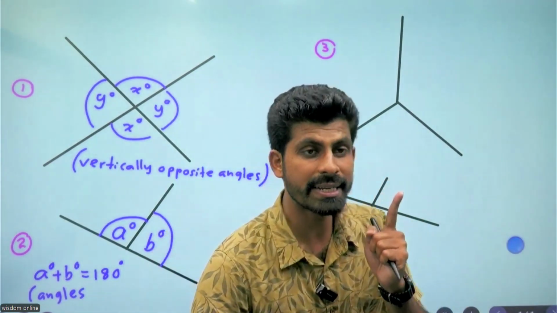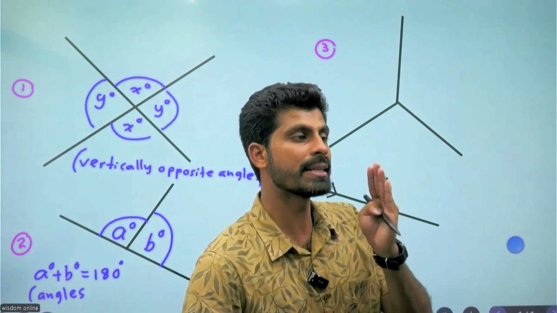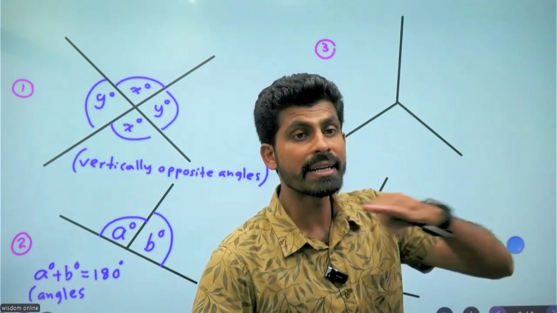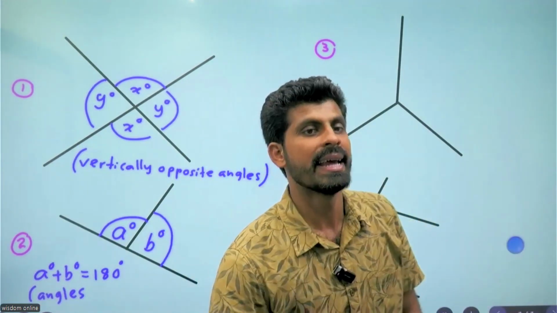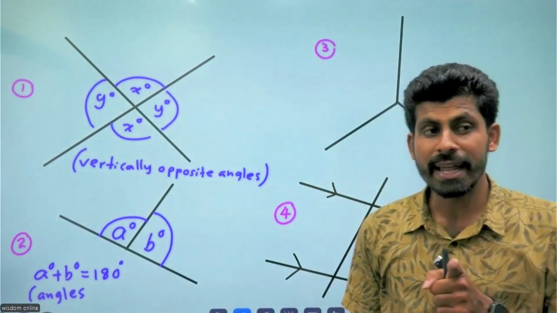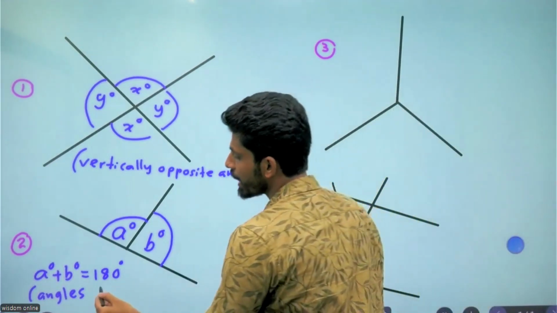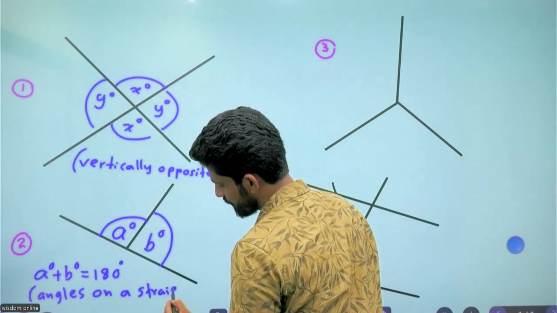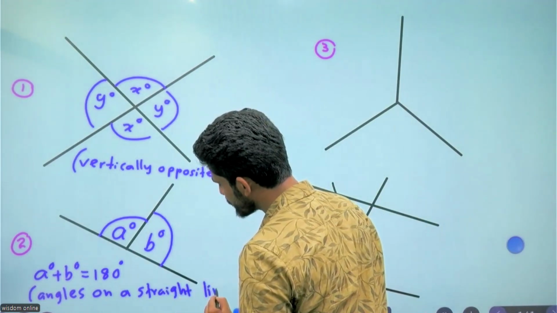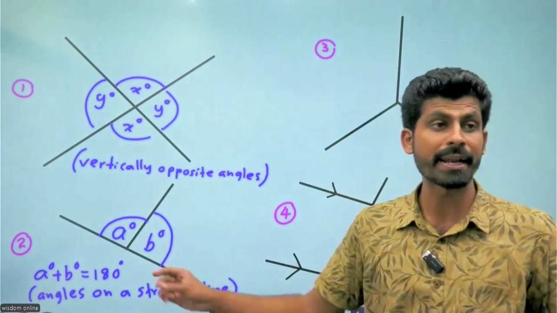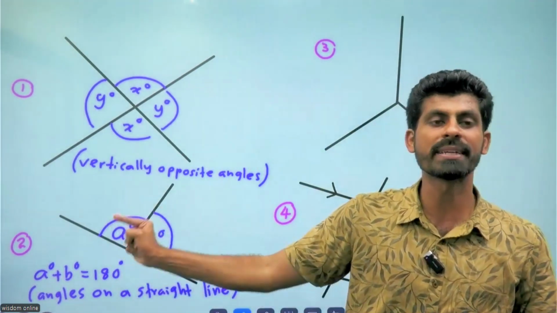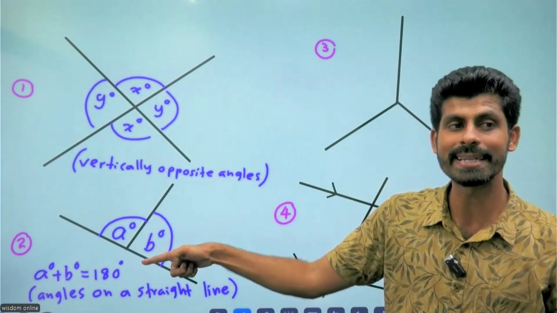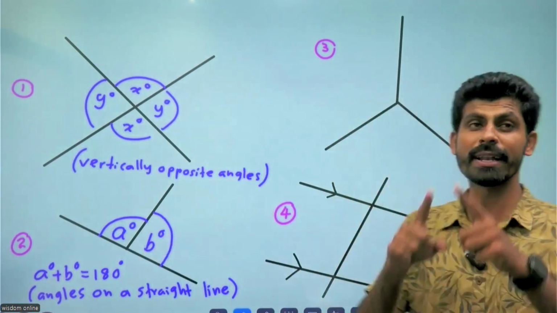It doesn't matter whether you take 3 angles, 4 angles or 5 angles. Whatever the angles on a straight line, they add up to 180. So angles on a straight line add up to 180. Therefore, A plus B equals 180. Let's quickly move to the third one.